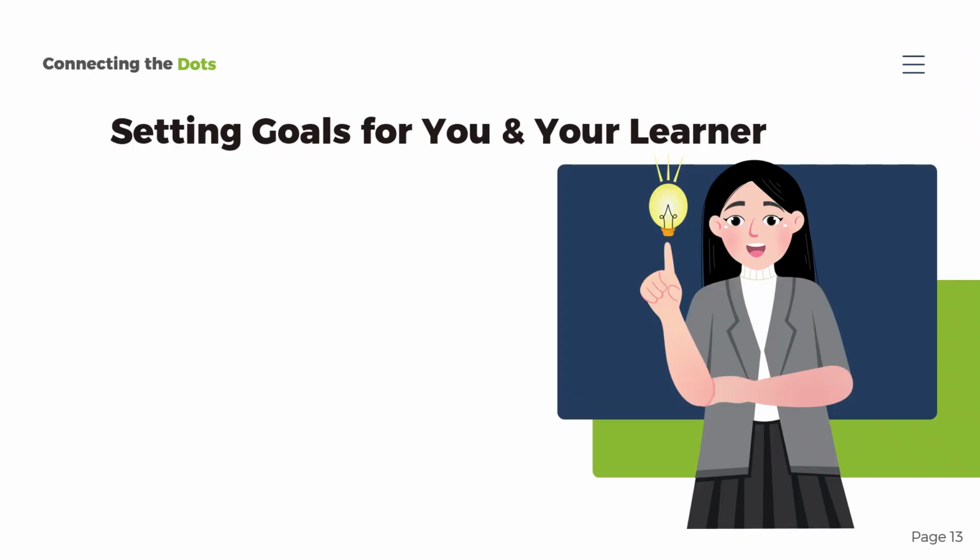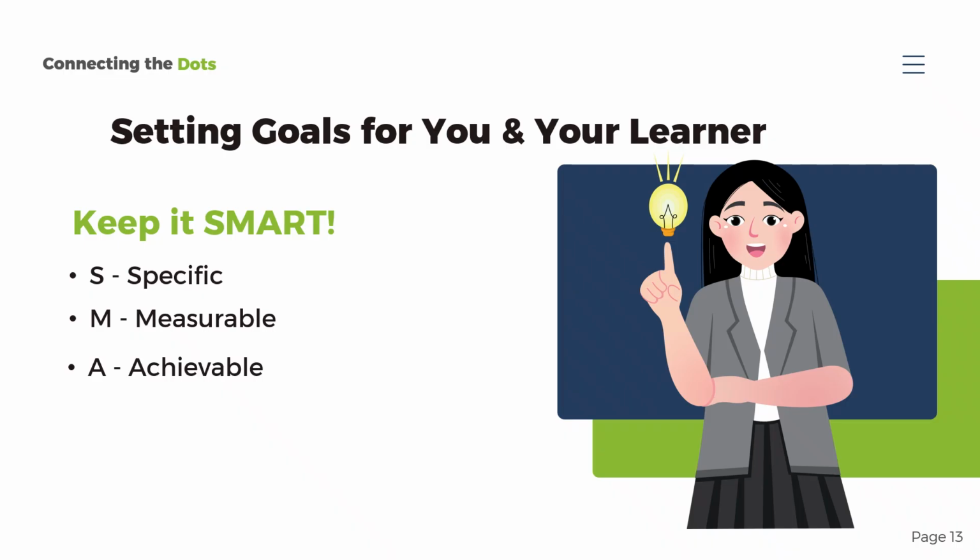Now we're going to review the importance of setting goals for both you and your learner. Goals are important when trying to improve or refine behaviors because goals help us stay on task and set realistic expectations so we can contact success. When thinking of goals, we want to keep it SMART, which means specific, measurable, achievable, relevant, and timely.